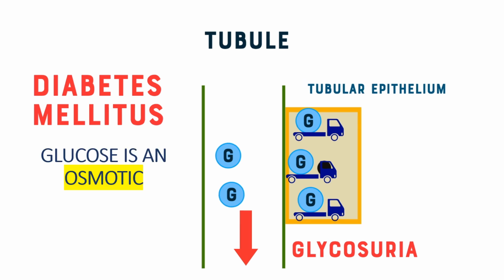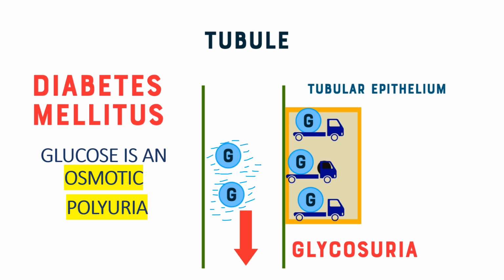Now one more thing to remember is that glucose is osmotic. The meaning of osmotic is that it likes to bind to water. So this glucose will hold a lot of water, preventing the reabsorption of water. And tell me what happens as a result. The patient will have polyuria, losing a lot of water in the urine, which is a classic symptom of diabetes mellitus.